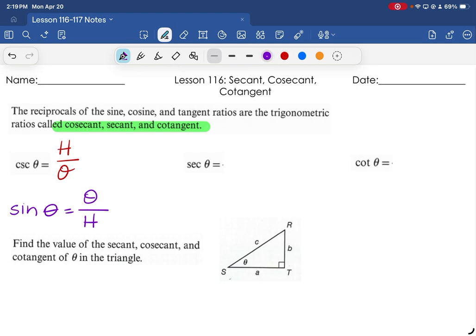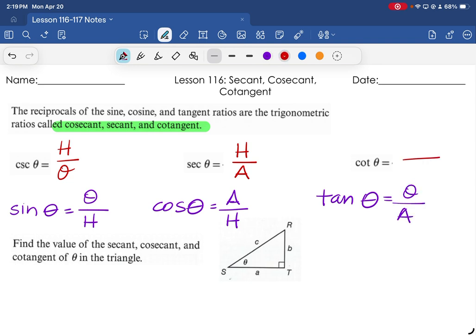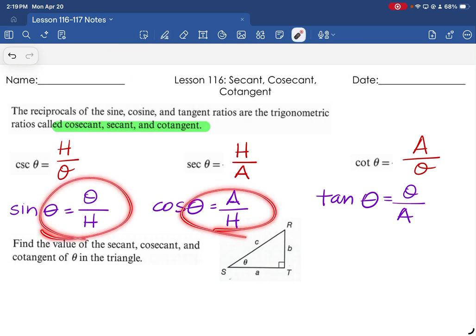The next one we're going to talk through is cosine theta. What over what? A over H. So what is the reciprocal of that? H over A. We just flip it. And then lastly, we have tangent theta, which is what over what? O over A. And what is the reciprocal? A over O. So all you have to remember is that cosecant, secant, and cotangent are the flips. They're the reciprocals of these right here.